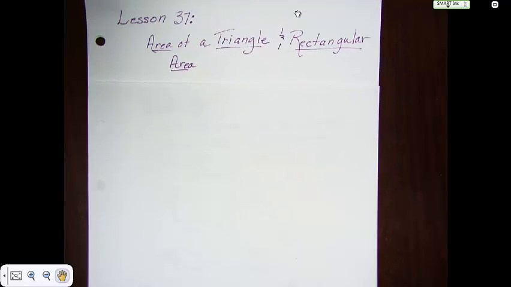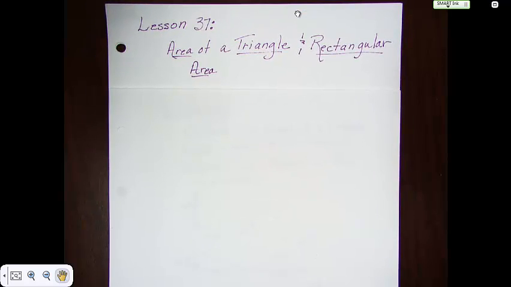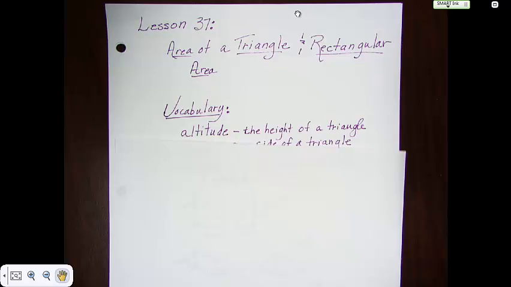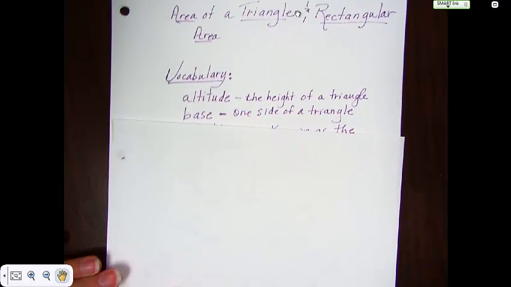Hi there, we're going to talk just a little bit about Lesson 37. Lesson 37 covers the area of a triangle and rectangular areas. And there's quite a relationship between triangles and rectangles. I don't know if you have ever really thought about it too much, but there's kind of a stunning relationship between the two. There's some vocabulary you want to write down.